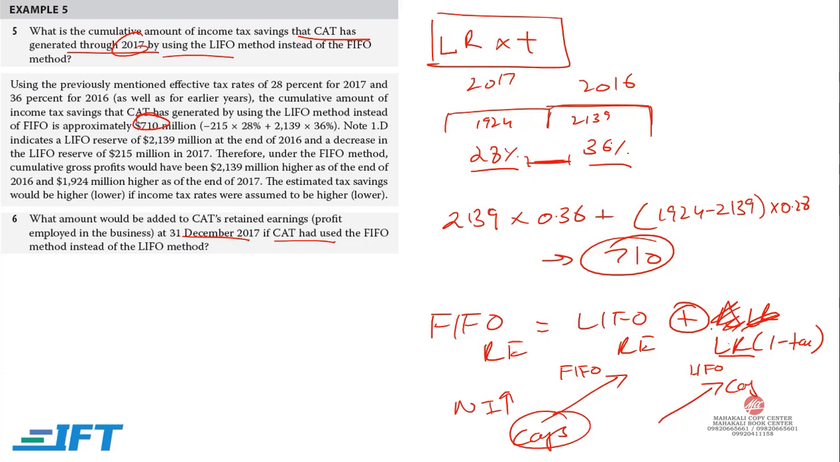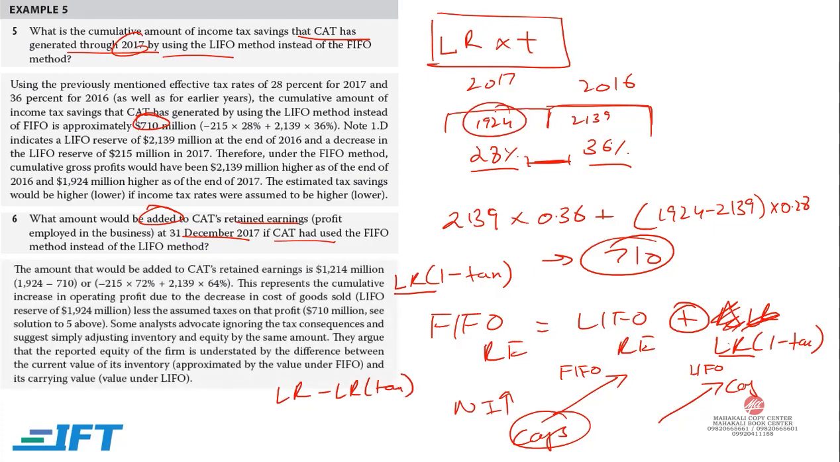So the amount that would be added to CAT's retained earnings would be LIFO reserve times (1 minus tax). LIFO reserve times (1 minus tax) is LIFO reserve minus LIFO reserve times tax. What is your LIFO reserve in 2017? That is 1924. So 1924 minus the LIFO reserve times tax that we calculated in the previous question, which was 710. So 1924 minus 710 would be 1214.